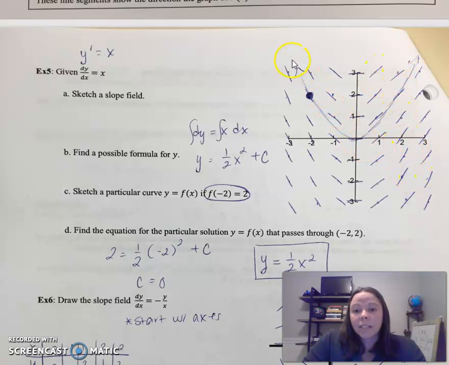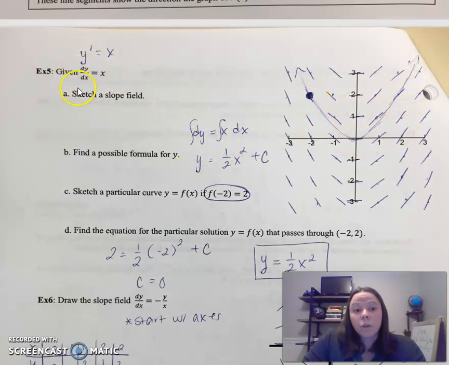But now you kind of get an idea. If we want to go through (-2, 2), I plotted that point, you can use those tangent lines to help guide you on how to sketch the curve. So it's kind of looking like a nice little parabola there. Right? So find a possible formula for y. You can see that it's a parabola by just letting the little tick marks guide you.